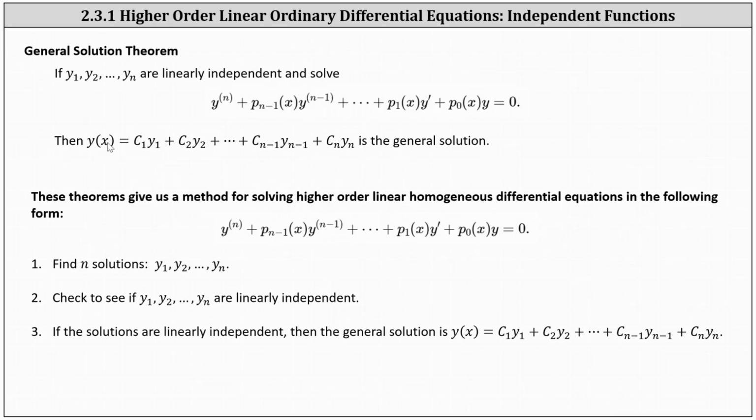So now we know that if y sub 1 through y sub n are linearly independent and solve the nth order linear homogeneous differential equation, then the general solution is a set of linear combinations of y sub 1 through y sub n. These theorems give us a method for solving higher order linear homogeneous differential equations in the following form. Number 1, we find n solutions, which are y sub 1 through y sub n. Number 2, we check to see if y sub 1 through y sub n are linearly independent, and if they are, then we know the general solution.